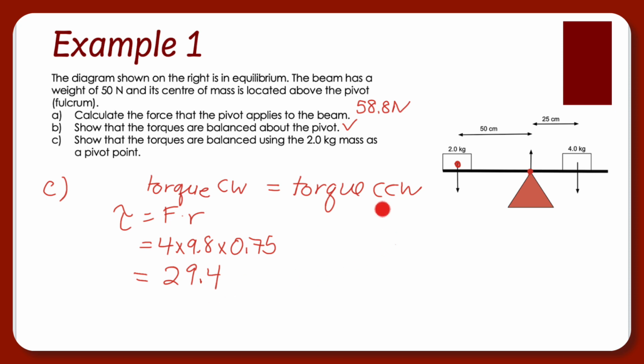Now let's look in the counterclockwise direction. In that case, this normal force is going to actually try and rotate it in a counterclockwise direction. So from before, we have that that's 58.8 newtons. And our distance here is 50 centimeters, 0.5 meters. And when I put that in my calculator, I get 29.4. And it's true that I don't have the same value as I did before, but they are still balanced.